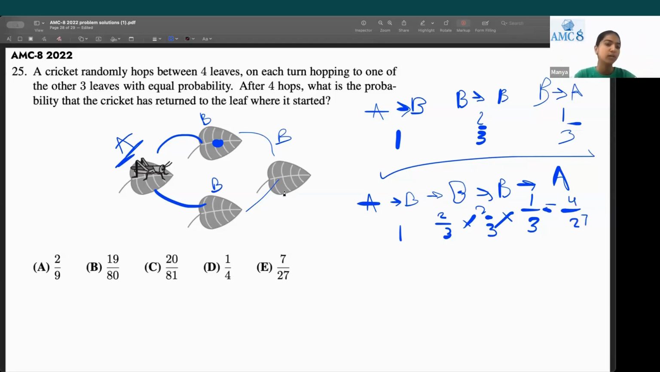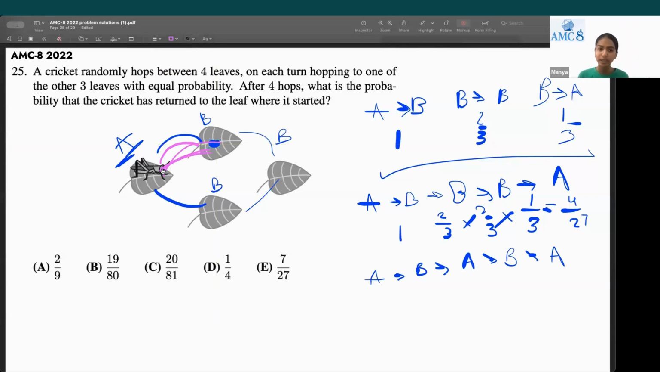So we can just try to visualize all of the possibilities, and there's only 2 possibilities that we can actually do. So A to B to B to B to A, or we can go A to B to A to B to A. Let me explain this. I'll be using a different color here. A to B, that's one possibility, and then B to A is another, and then A to B is another, and B to A.